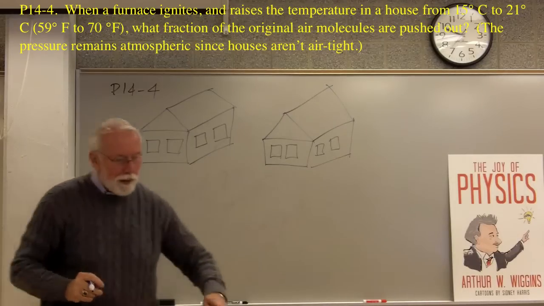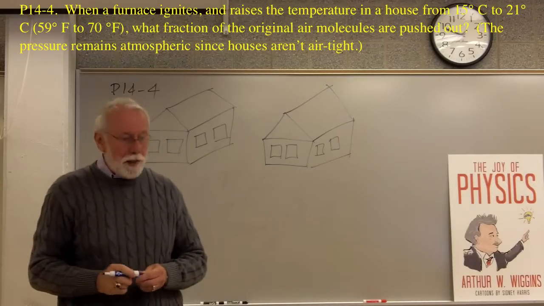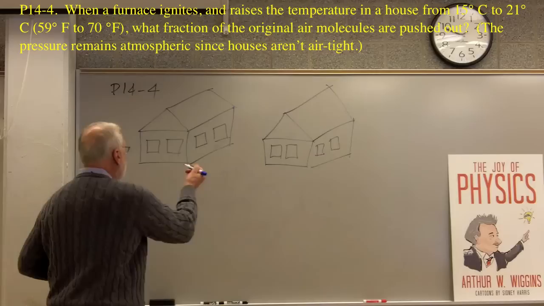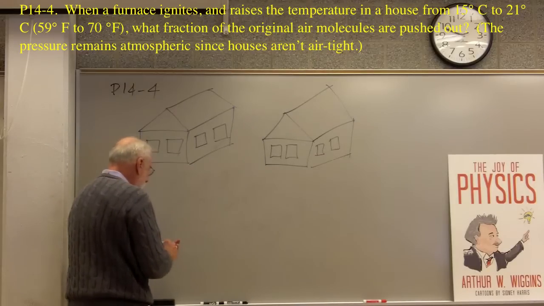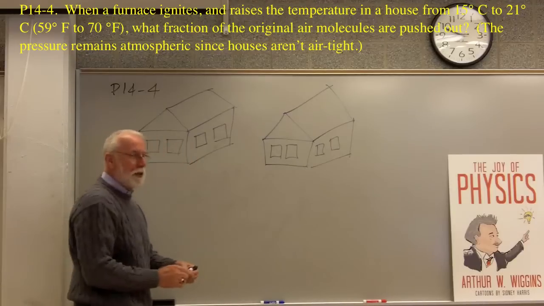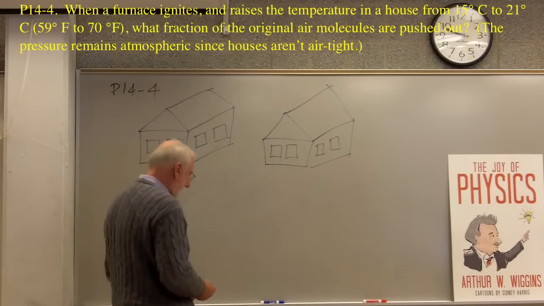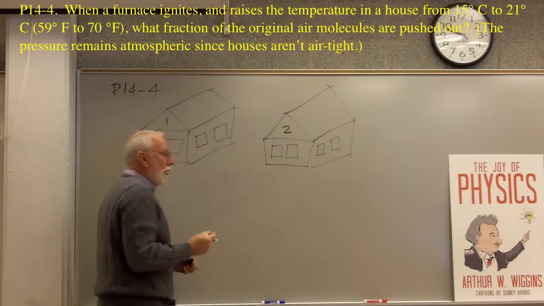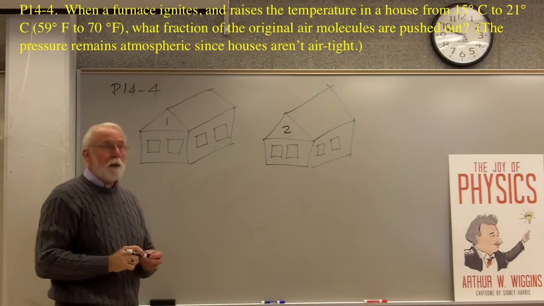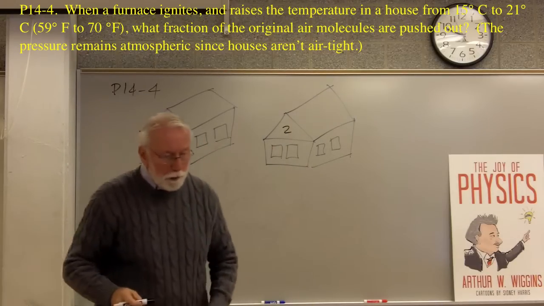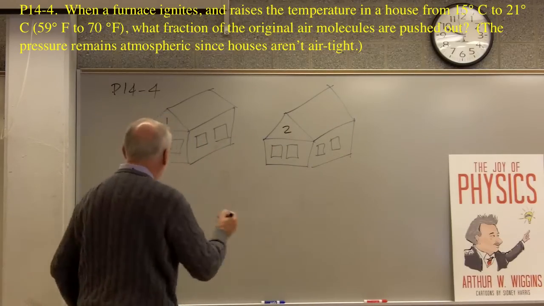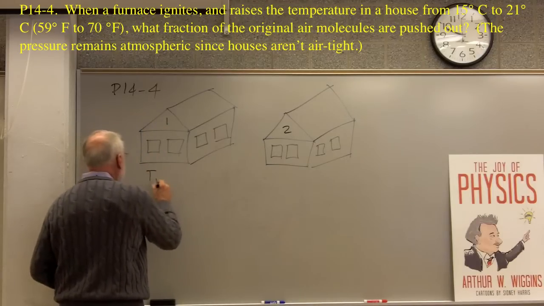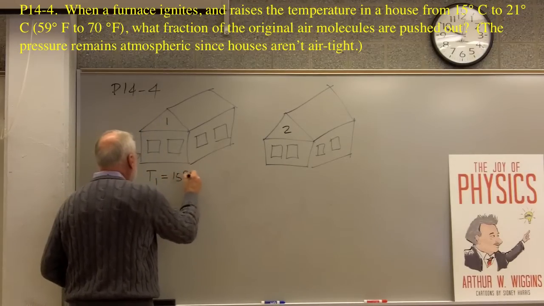Okay, we'll call these conditions 1 and 2. This one is condition 1, and just to make sure you can see this better, condition 1, and this is condition number 2. And so what's happening in conditions 1 and 2? Well, for condition number 1, the temperature is 15 degrees C. So T1 is 15 degrees C.